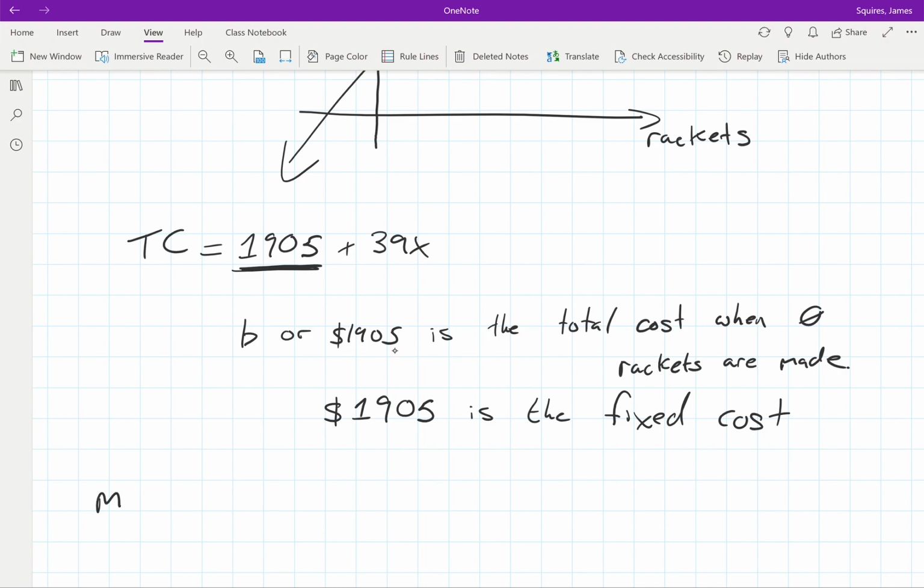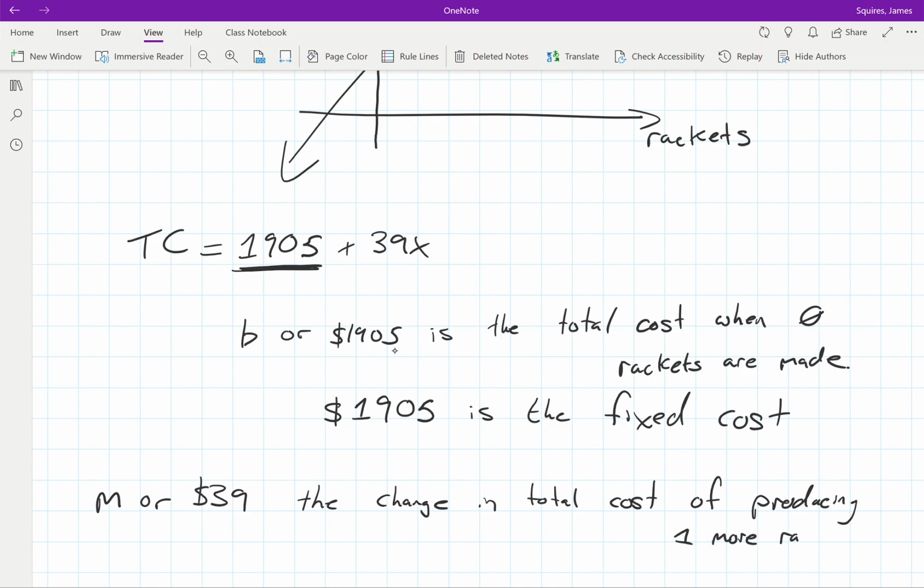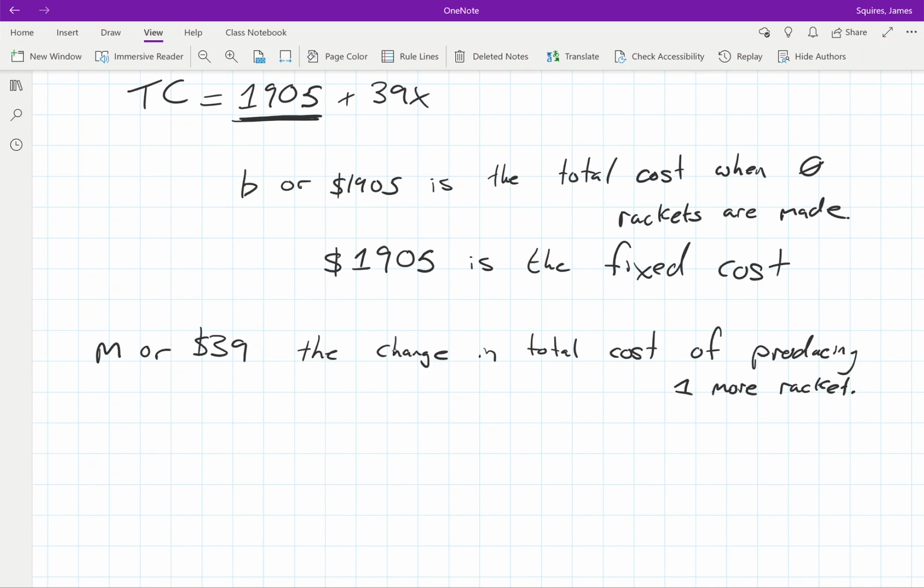And then the slope in this case, or the $39, is going to be the change in total cost of producing one more racket. Or another way of saying this is $39 is the variable cost. Alright, that does it for today.